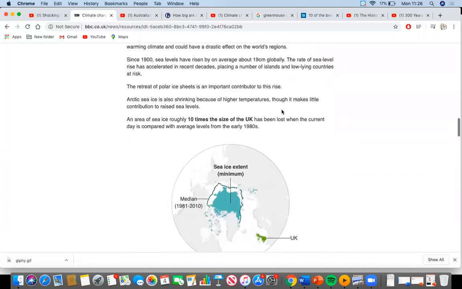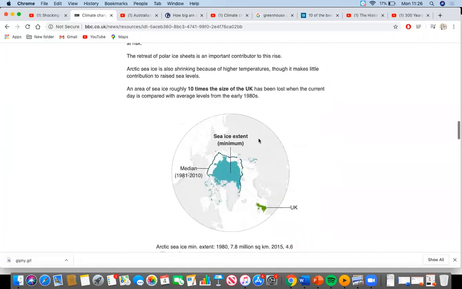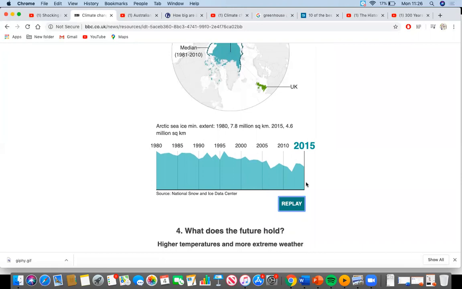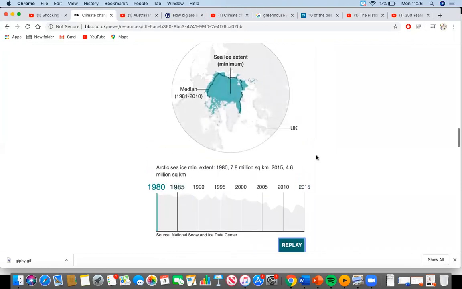We've also seen a dramatic decrease in our ice amounts. 1980, look at the area it covers: 1990, 95, 2000, 2005, 2010, 2015. So in the Arctic Circle, the ice has actually receded quite a lot, which is scary.